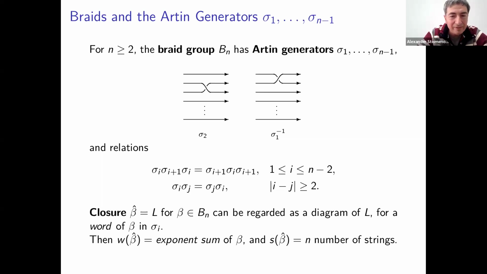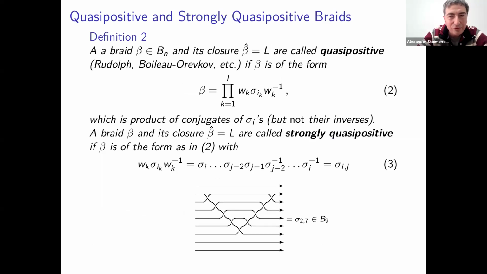Okay, and when you write a braid with Artin generators, then you can regard the closure, which is a link, as a diagram of the link, and the writhe of the closure diagram is the exponent sum of the braid, and the number of Seifert circles of the closure diagram is the number of strings of the braid. So this is a well-known relationship. This is sometimes useful to keep in mind.